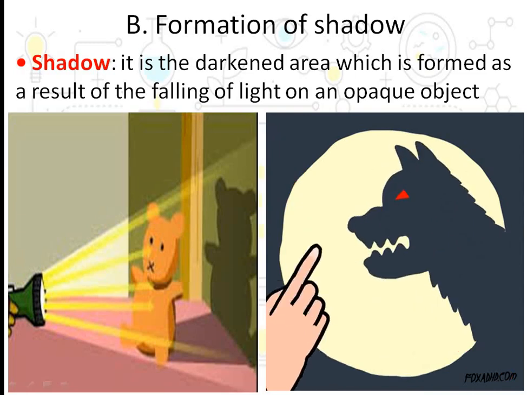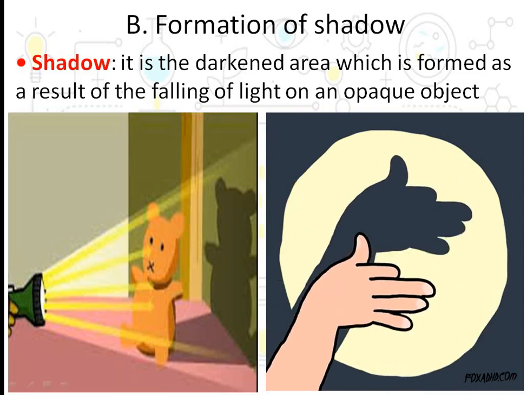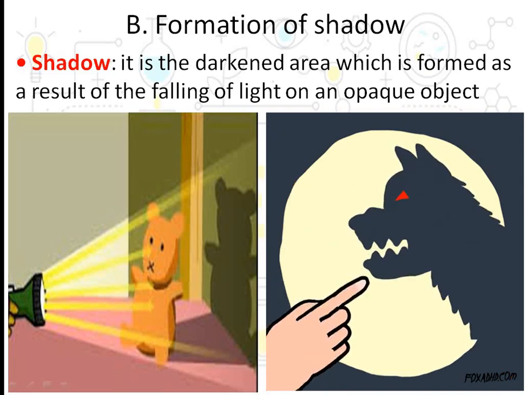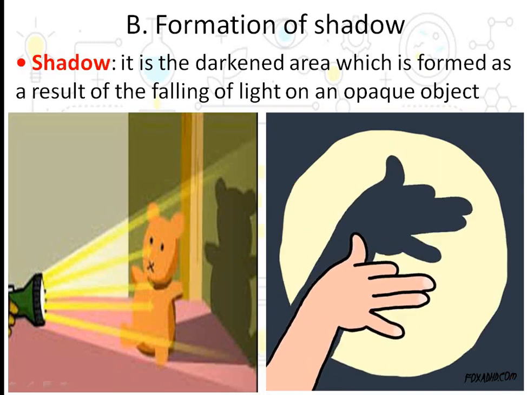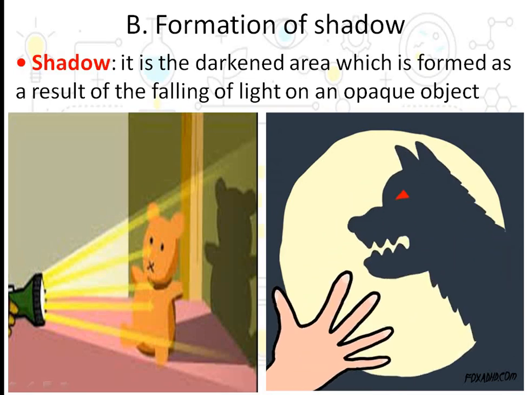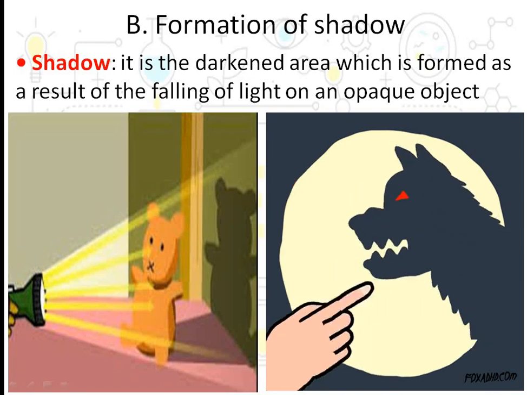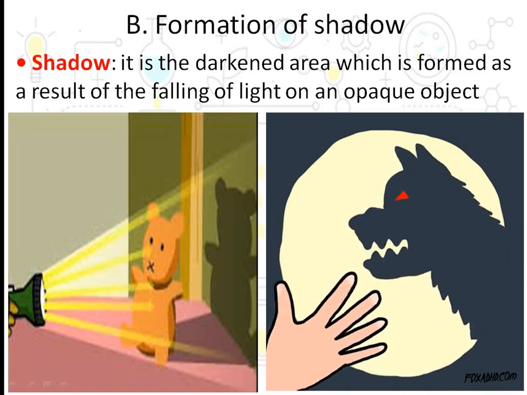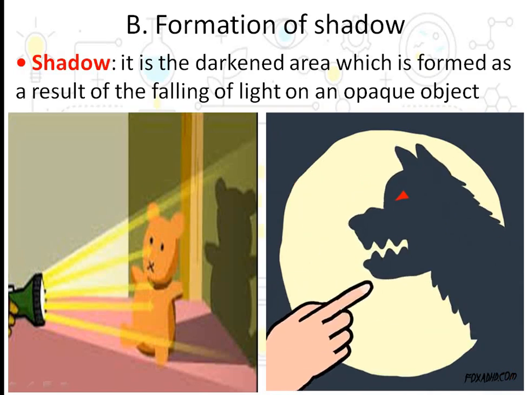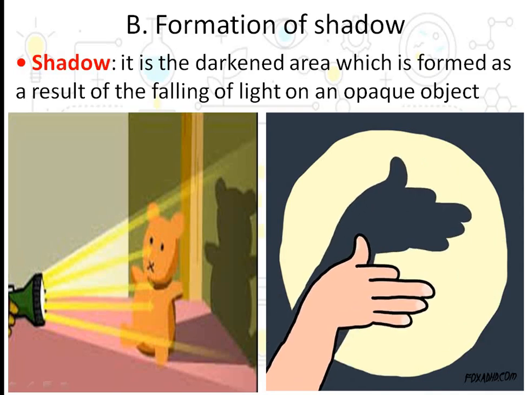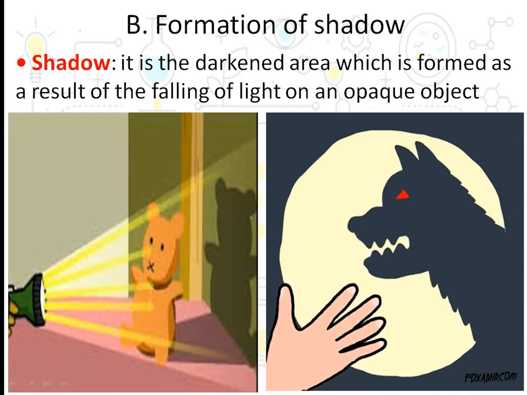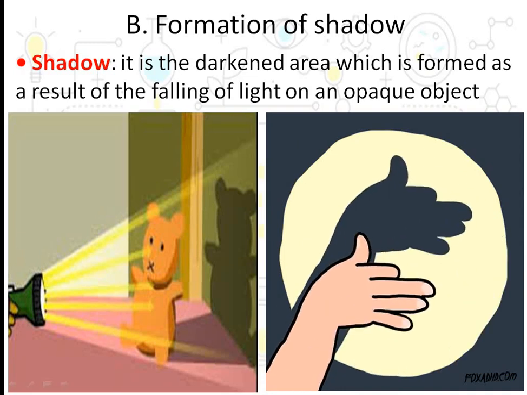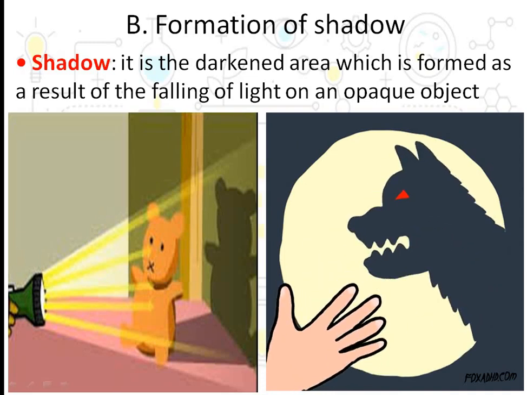Second, the formation of shadow. Shadow is the evidence that light travels in straight lines. What's the meaning of shadow? It's a dark area or shape produced or formed when light is blocked by something, or when an opaque object prevents light from falling on a surface.